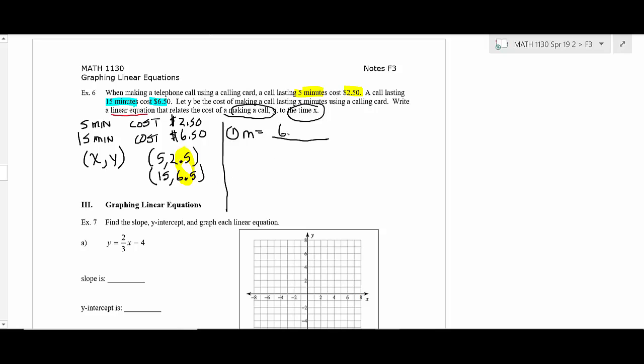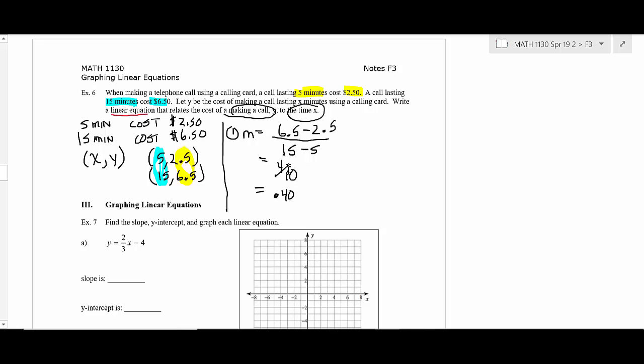I'm just going to go 6.5 minus 2.5. Then I'm going to do the x's in the same order. Be consistent in your order. So I'm going to do 15 minus 5 like that. Okay, so it looks like the numerator's 4, the denominator's 10, and I'm just going to use a decimal because we're talking about money, so that's 40 cents.